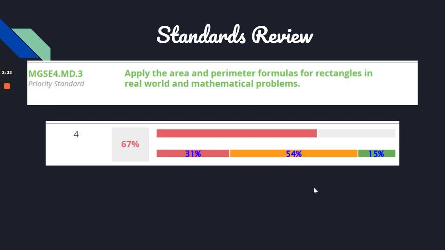One standard where students struggled the most was MD3, which is apply the area and perimeter formulas for rectangles in real world and mathematical problems. The class scored a 67% average, with the majority of the students being in that middle range, 31% in the lower range, and 50% were proficient. There were 4 overall questions for this particular standard.